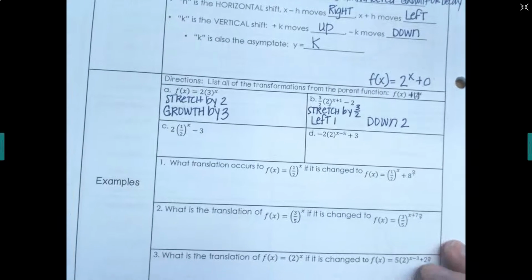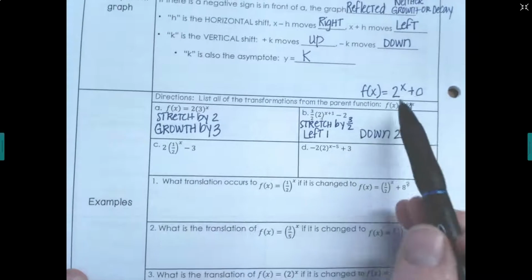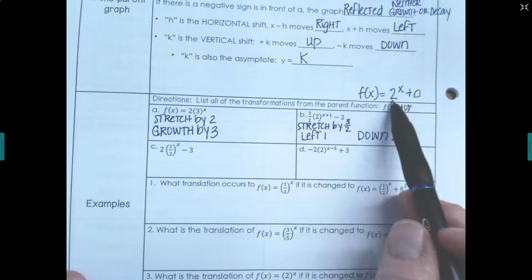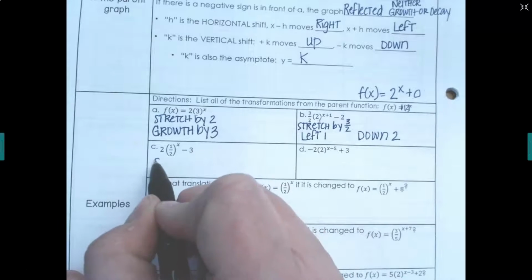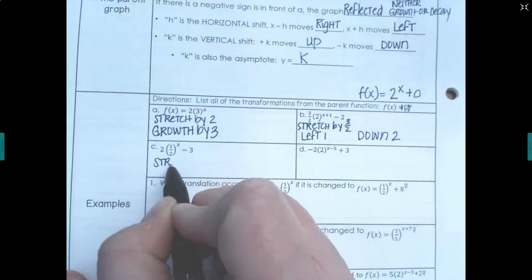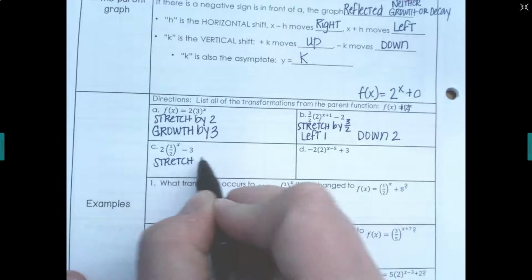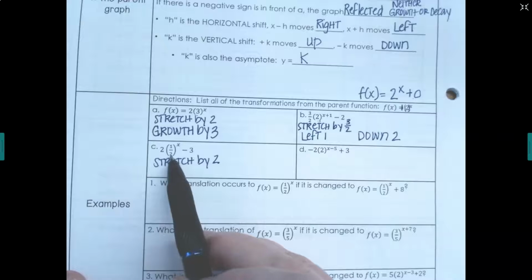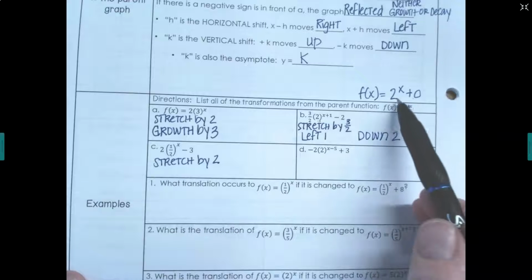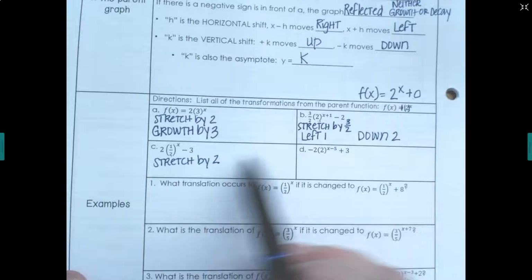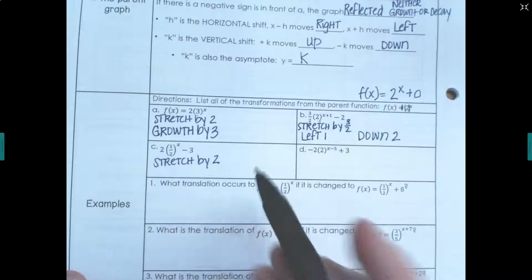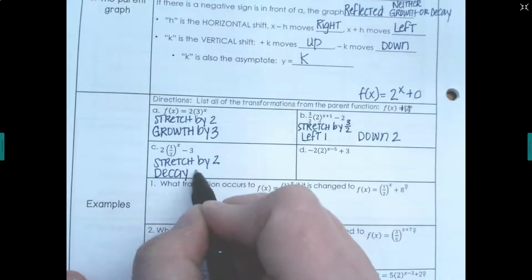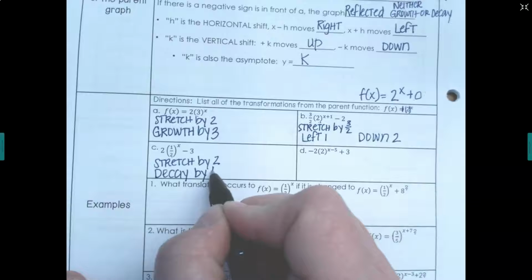Okay, let's try this again. Compare to the parent. The A is 2. The A in the parent is only a 1. So this is a stretch by 2. In the B position, we have 1 half. But here we have a 2. When your B value is less than 1, that becomes a decay. So decay by 1 half.